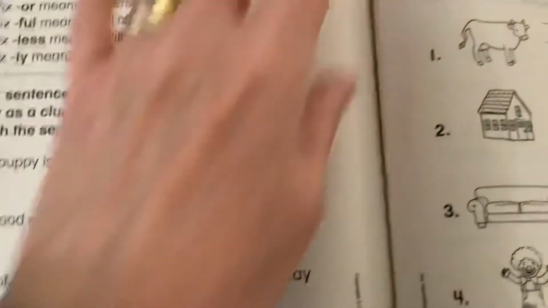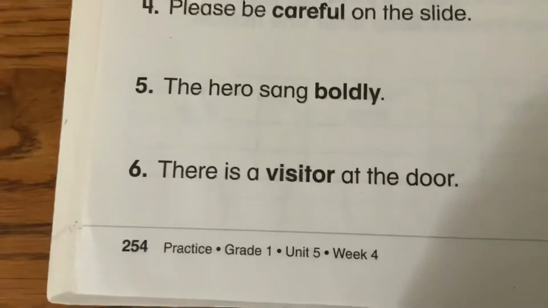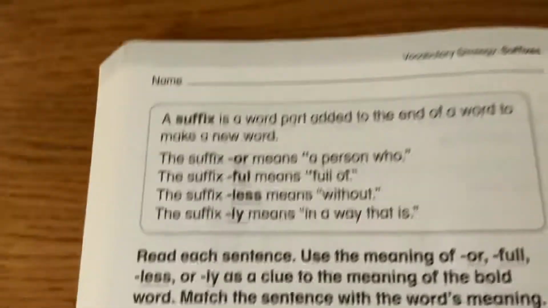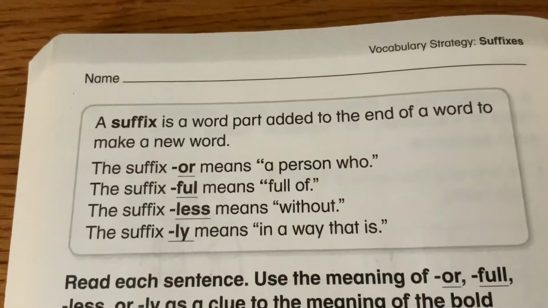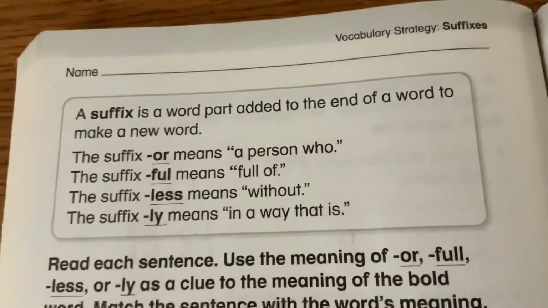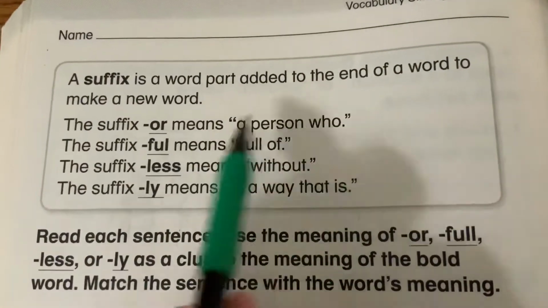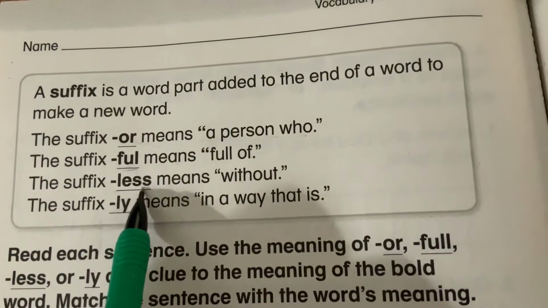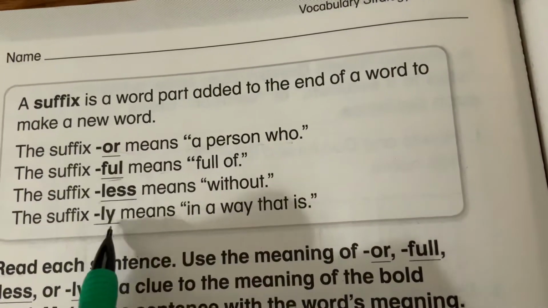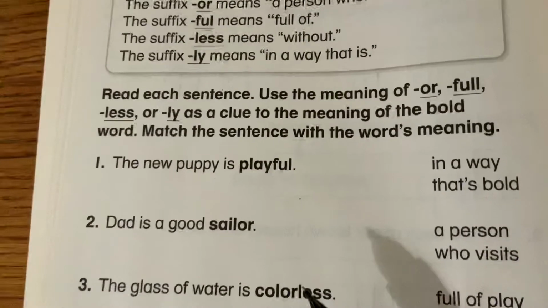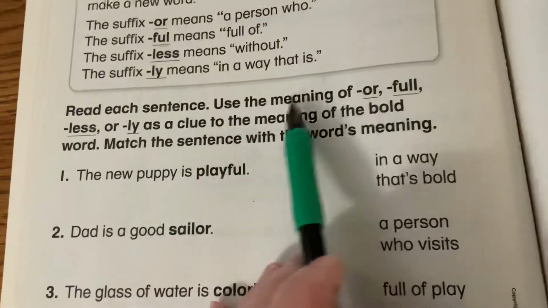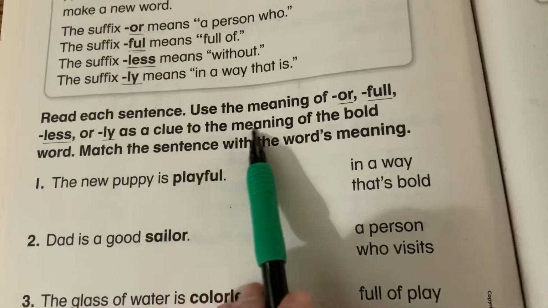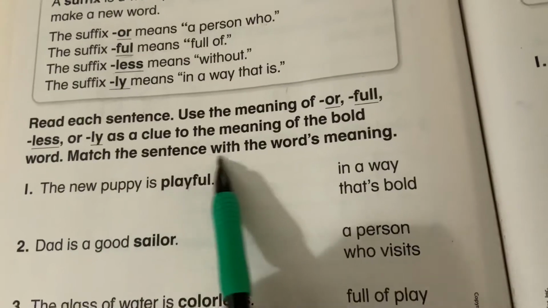So let's look at your workbook on page 254. And again, it tells us the same thing. A suffix is a word part added to the end of a word to make a new word. The suffix OR means a person who. The suffix FUL means full of. The suffix LESS means without. And LY means in a way that is. Okay, so we're going to read each sentence. Use the meaning of or, ful, less, or ly as a clue to the meaning of the bold word. Then match the sentence with the word's meaning.